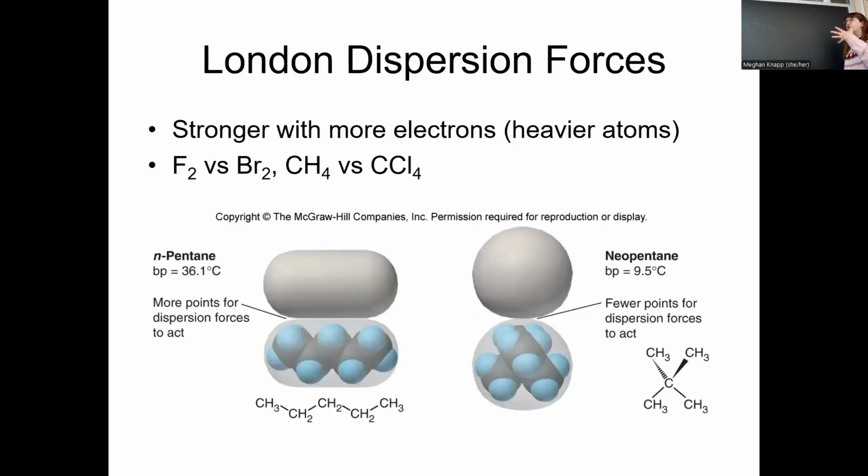And then we had just started with this, saying that the size is going to make a difference, okay? Because the more electrons you have, the more zipping around and clustering and whatnot can happen. So we said bromine was going to have stronger dispersion forces than fluorine, carbon tetrachloride more than methane, okay? Shape also makes a difference.